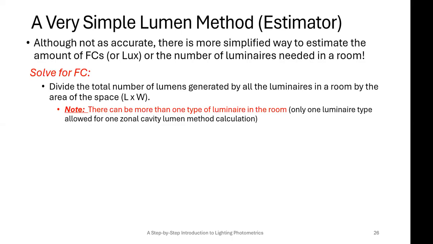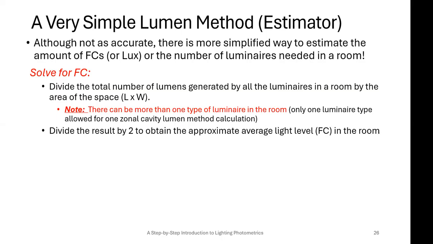And again, I guess the most popular feature of this is the fact that there can be more than one type of luminaire in a room. You can also have more than one type of luminaire in a room or in a parking lot with the full-blown design software. But again, you've got to remember this is just an estimate. It's a nice feature where you've got layers of light, let's say, in a home. So you divide the result by 2 to obtain the approximate average light level in foot candles in the room.